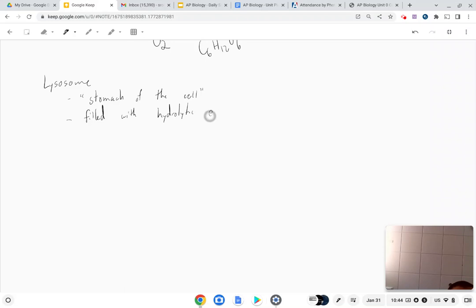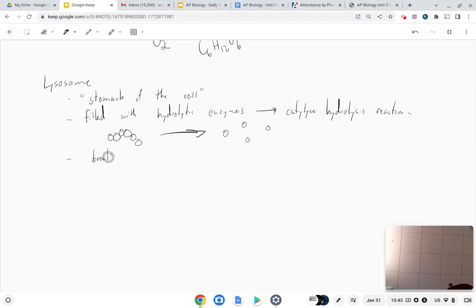Hydrolytic enzymes. This means that those enzymes are going to catalyze hydrolysis reactions, which is basically the splitting up of larger molecules. You're going to break those larger molecules down into their monomers. So we can say that they catalyze hydrolysis reactions. That would look like this, right? You've got a polymer, and by the time the reaction is taking place, you will have split it into its monomers.